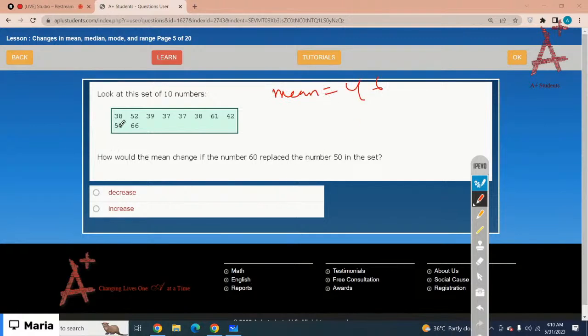Now you're going to replace one of the 50 by 60. So now the mean is 47 because you replace 50 by 60. 60 is the greater number. Got it? That means it would be increased. So the correct option is increased. Got it?